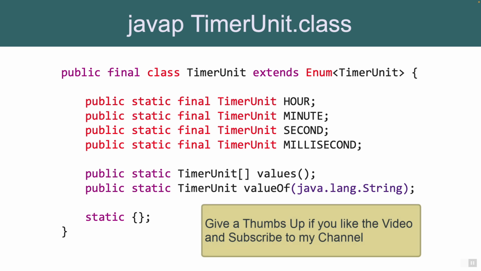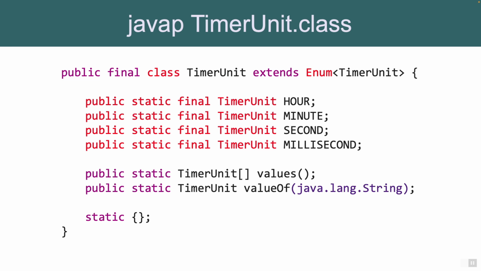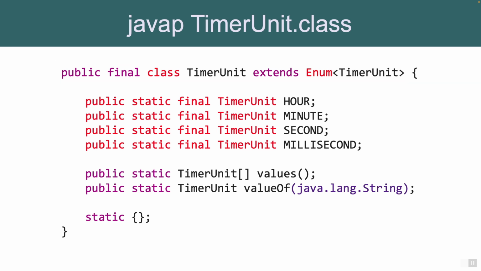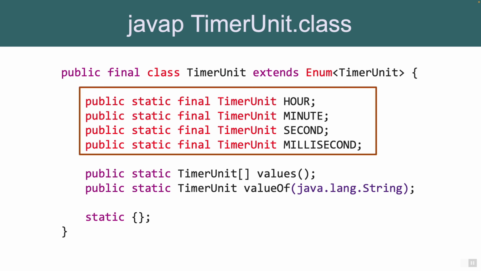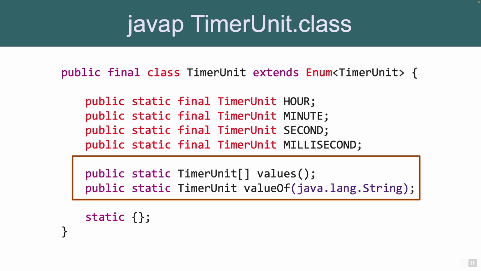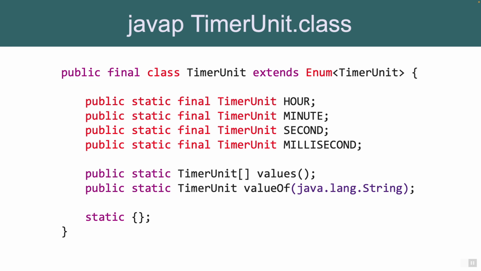If you run the javap command on the TimerUnit.class, the result that you see is on the screen. You can see the final class called TimerUnit getting created, which extends from a class called Enum. And you can see 4 constants out there. The hour, minute, second, and millisecond all got converted into public static final TimerUnit objects. Also generated were 2 static methods, values and valueOf, both of which we discussed earlier. And there's also a static block. What is not seen is that the hour, minute, second, and millisecond get initialized as part of the static block.